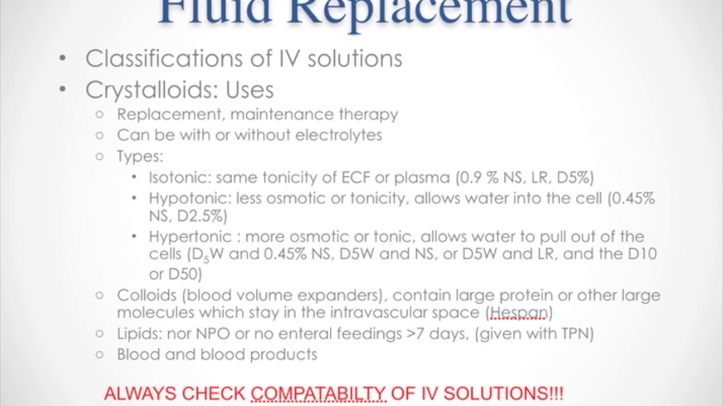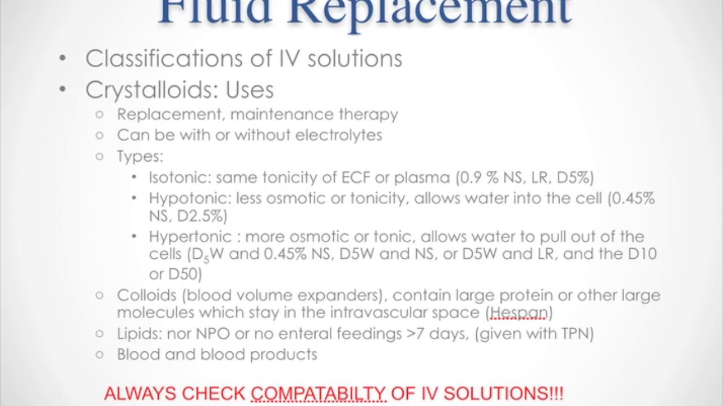The third type is hypertonic. Those are more osmotic or have higher tonicity than the extracellular fluid, and that allows water to pull out of the cells. Some examples of that, basically as a general rule, if you have any type of D5 or greater paired with another solution, it's hypertonic. So D5W with 1/2 normal saline, D5W with normal saline, D5W with LR, and also the D10 and D50s.